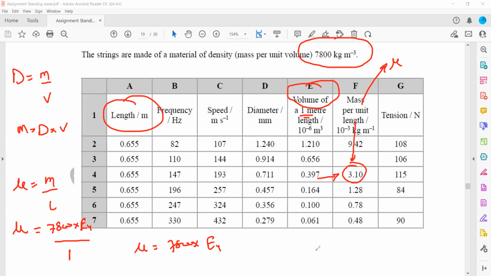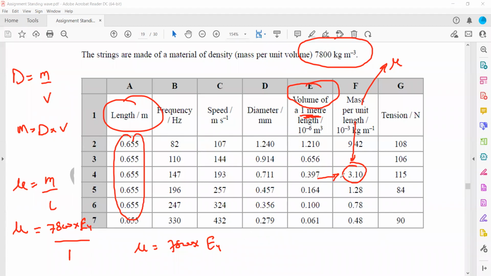Is it clear? Because the length is 1, that's why I did not use this length. These are lengths of 0.655, but we already calculated the volume for 1 meter length. That's why we did not use this length. We use it as if the length was 1 meter, what will be the volume? That's why we are using a length of 1 meter, not 0.655. Is it clear, this part? Yes, sir. Clear.